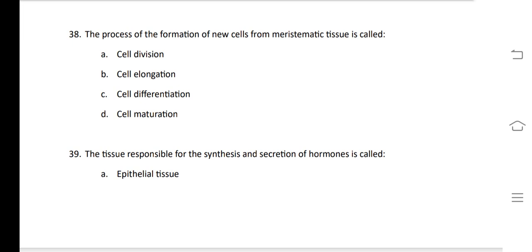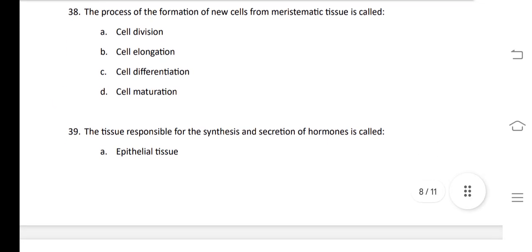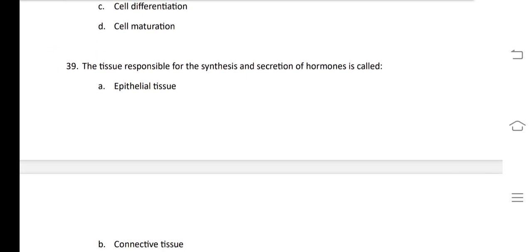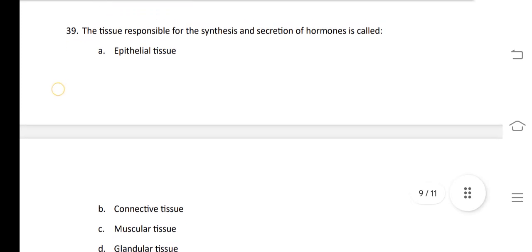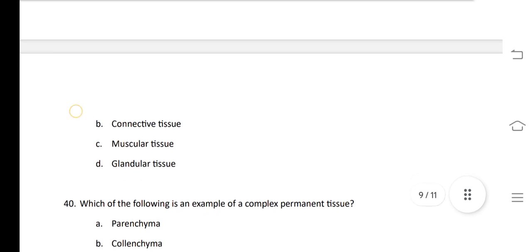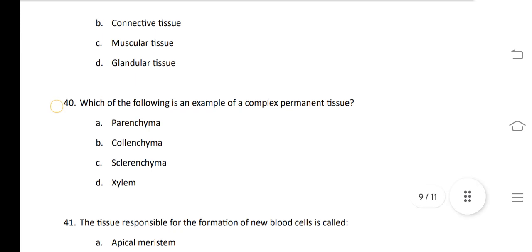So our next question is, the answer of 38th question is C, that is cell differentiation. Cells divide to form new cells. Our next question is, the tissue responsible for the synthesis and secretion of hormone is called glandular tissue. Glands help in the secretion of enzymes and hormones.